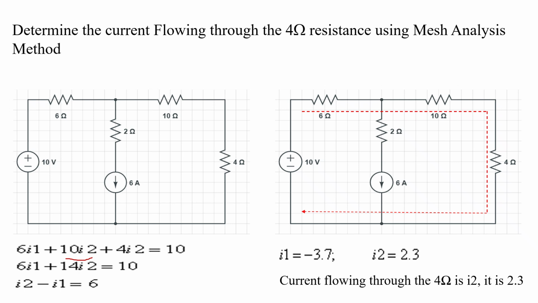But since in the question they ask for the current flowing through the 4 ohms, we know the current flowing through the 4 ohms is I2. So now I2 is 2.3, so that current we put as 2.3 amps. The solving of the two equations is given in the previous videos. The people who are seeing the videos, you can refer to the previous video to see how to solve these two equations using calculators.